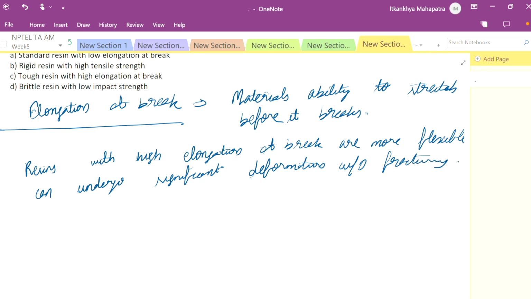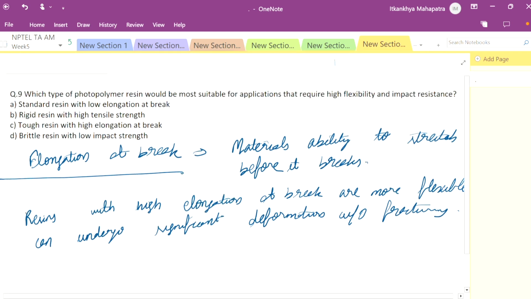Now, in applications where impact resistance and flexibility are important, let us say in some prototypes, products subjected to vibration, or parts that need to absorb shocks, a tough resin with high elongation at break would provide the desired properties. Tough resins are formulated to exhibit both high strength and high impact resistance. They are designed to withstand mechanical stresses and impacts without shattering or failing. The combination of toughness and high elongation makes the resin ideal for applications where flexibility and impact resistance are key requirements.